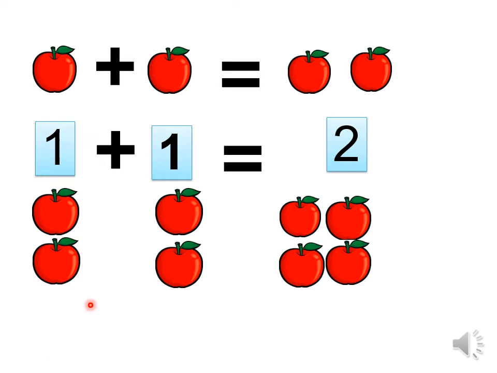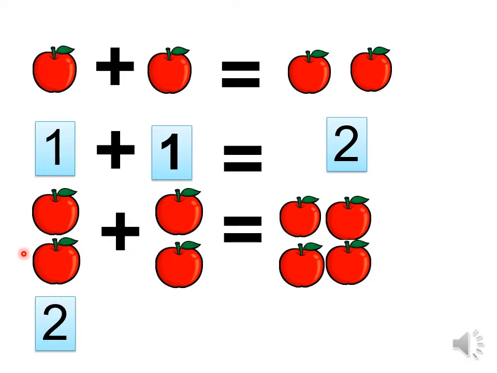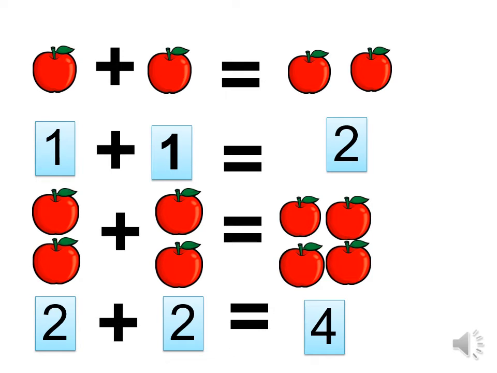Okay. What about the next one? We have here how many apples? 1, 2, 3, 4. Those are 2 and those are 2. 2 plus 2 equal how many? 4. So 2 plus 2 equal 4. We have here 4 apples. 2 plus 2 equal 4.